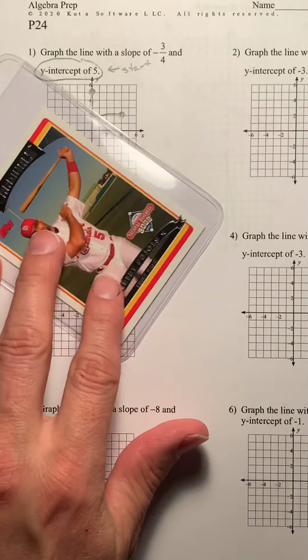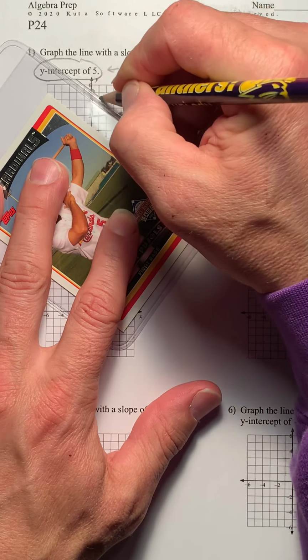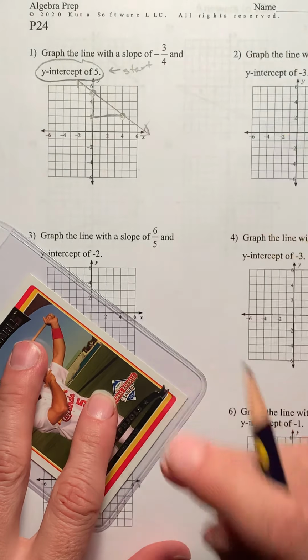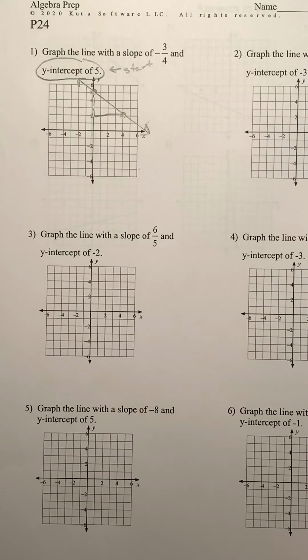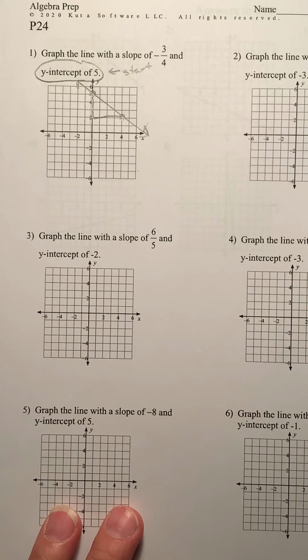I'd like to introduce to you Albert Pujols again. If you've been watching the other videos, you've certainly witnessed him before when we've done some other graphing of straight lines. I just like to use him as my straight edge. And there it is. The line is our answer. It goes through the 2 points that we just created.